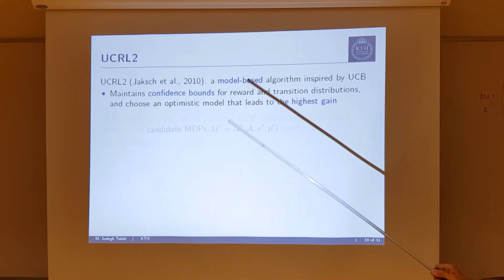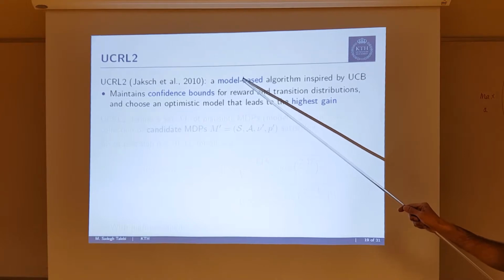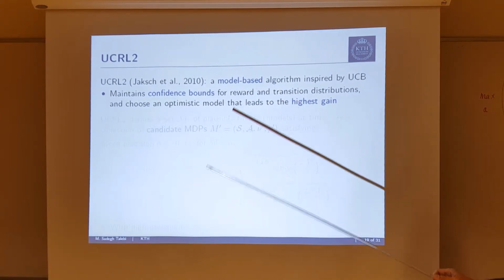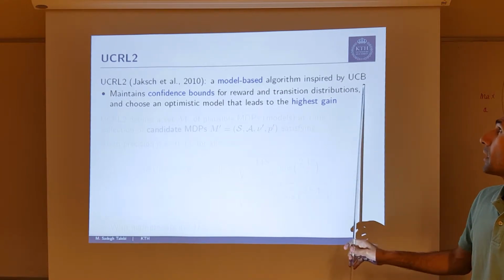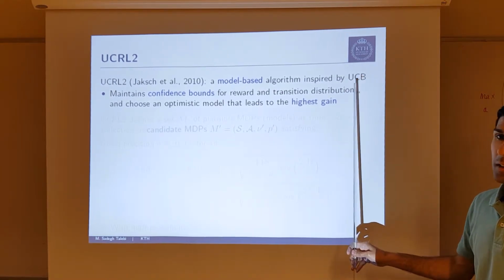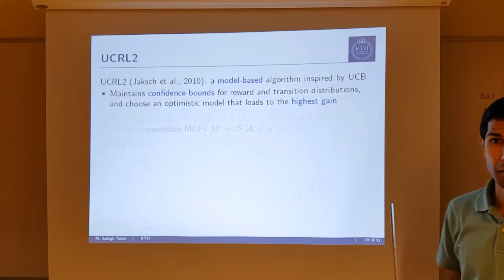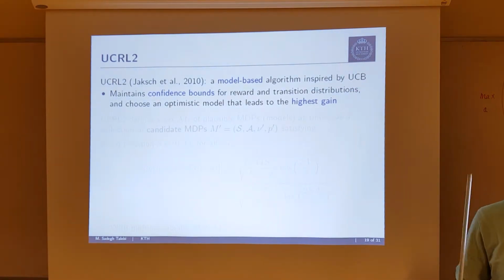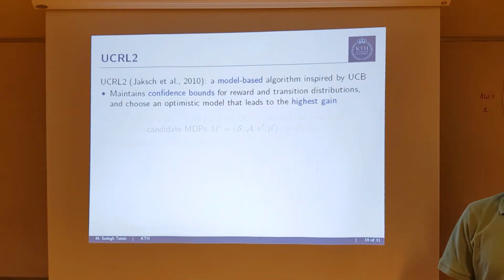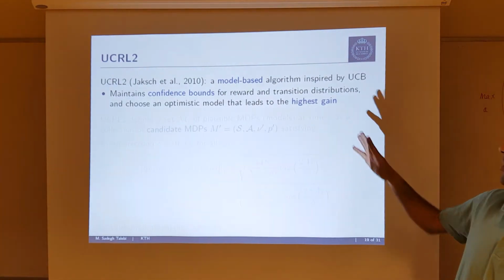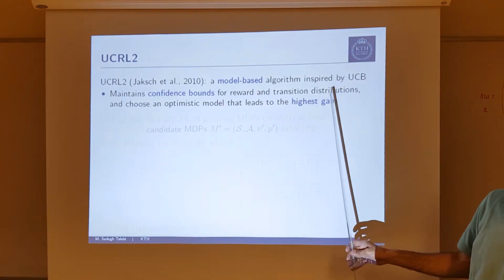This algorithm is a model-based algorithm, and in a couple of minutes I will introduce this notion of model-based. The algorithm is inspired by the UCB algorithm for stochastic multi-arm bandits, but it takes into account that we have state transitions. So it's an adaptation of UCB, a very famous algorithm for multi-arm bandits, to MDPs, with careful adaptation.